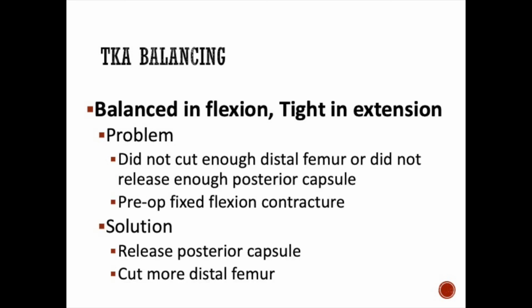If you're balanced in flexion and tight in extension, now you have an asymmetric gap problem. So this is going to be femur side that you want to modify. So the problem is you did not cut enough distal femur or you did not release enough posterior capsule. Usually you're going to see this in a patient with a severe preoperative fixed flexion contracture. So the solution is release the posterior capsule. I usually start off the femur only, check it again. If it still needs more, then I go off the tibia as well. And I do that with a Cobb elevator subperiosteally to avoid damage to the popliteal structures.